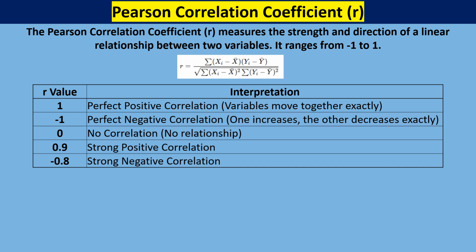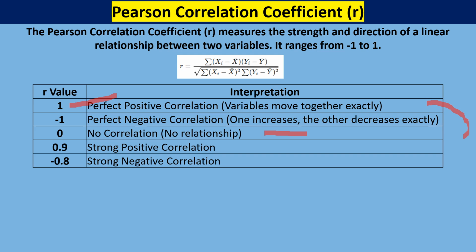So the Pearson correlation coefficient measures the strength and direction of a linear relationship between two variables. It ranges from -1 to 1, and this is the formula. Now we need to understand what the values are. 1 means two variables increase or decrease together perfectly. -1 means one variable increases while the other decreases, and 0 means no linear relationship between the two variables.